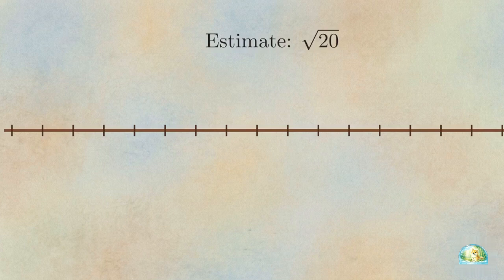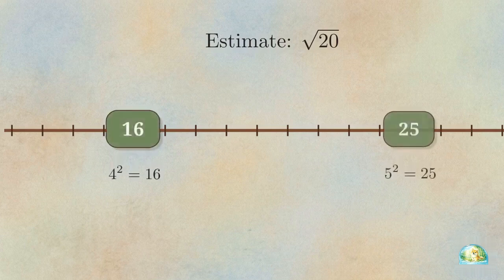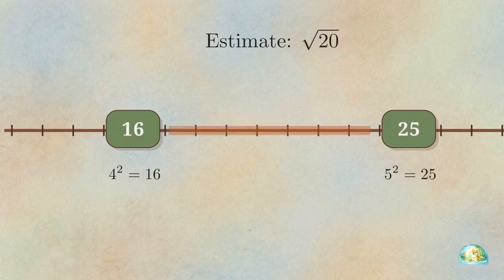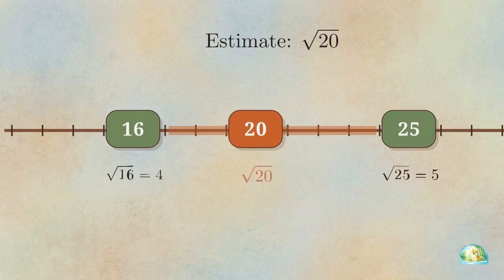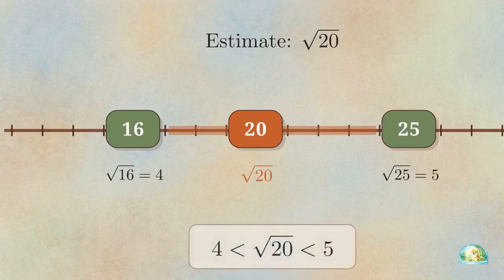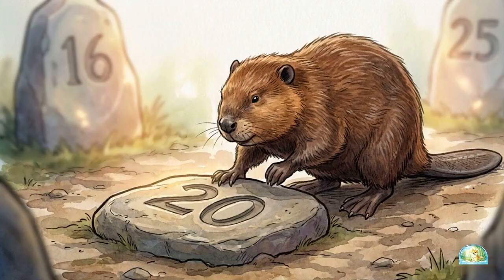4 squared is 16, and 5 squared is 25. Since 20 is larger than 16, but smaller than 25, we place it between those two milestones. Because 20 is trapped here, its square root falls between the whole numbers 4 and 5. By anchoring non-perfect roots between the surrounding perfect powers, we can estimate their location on a number line.